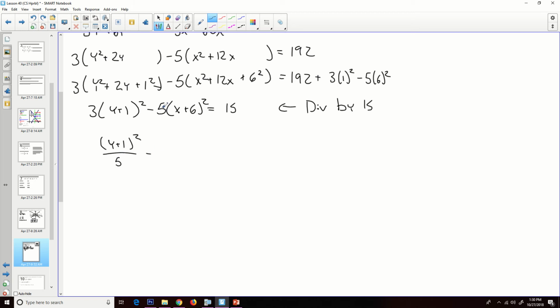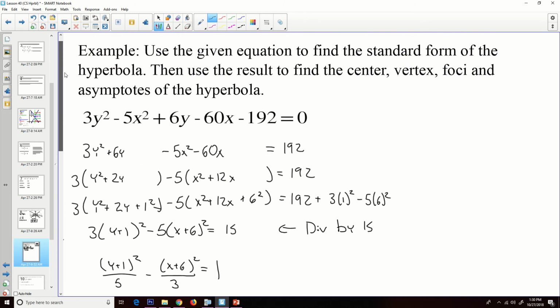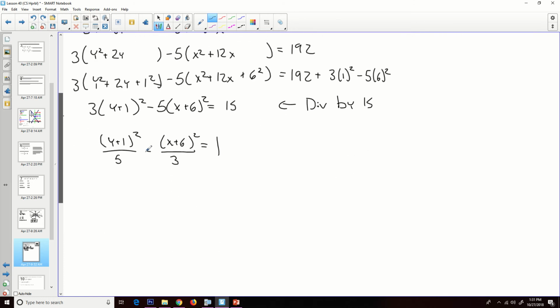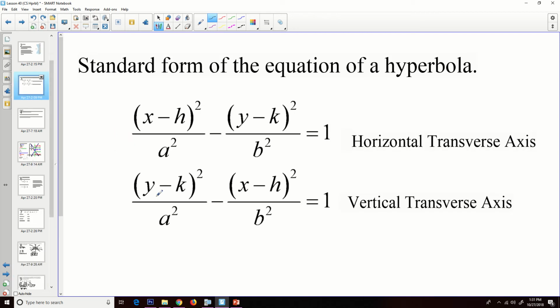And then 5 over 15 reduces down to just 3. And then I get a 1 there. All right, so after that, I've got my standard form, and then we're going to use this to find the center, the vertex, the foci, and the asymptotes. Okay, so the center is just (h, k), so it'll be -6, -1. And since the y squared came first, if we go back up to here, when the y squared comes first, we have a vertical transverse axis.